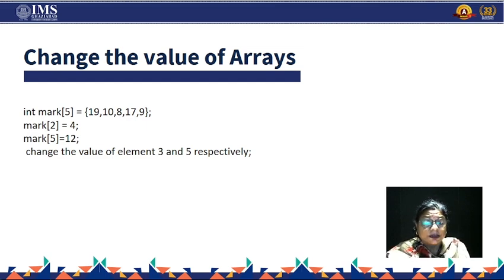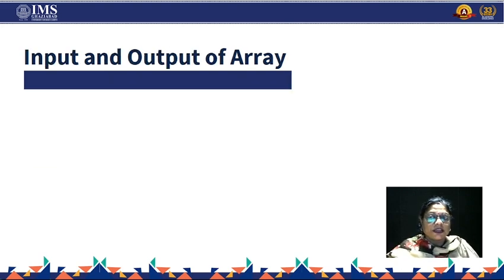And if we say mark[5], that means we are talking about the 6th element, not the 5th. The 6th element is not there, so it is going to exceed the size. In that manner, we cannot assign a value which is out of the limit. If we want to change some value, it should be within the limit, that is within the declared size of the array.